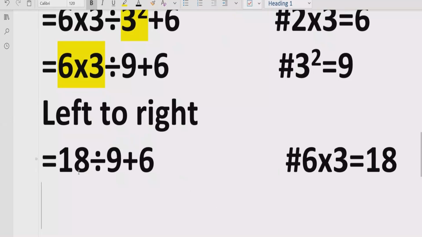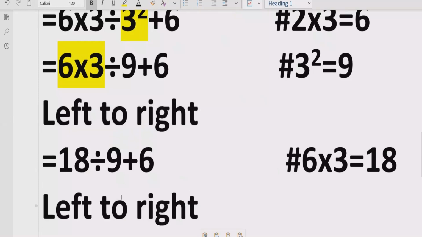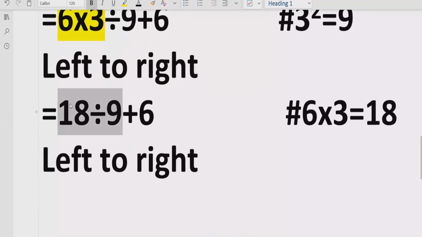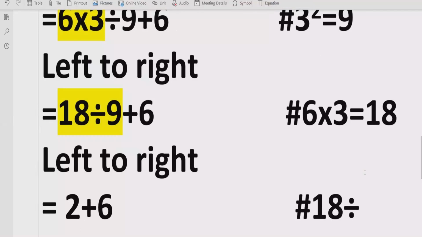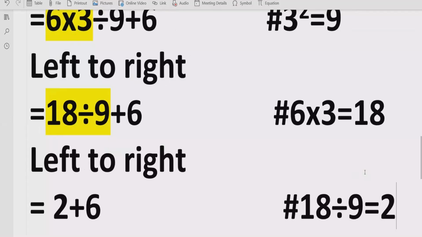Now move forward. We have to go again left to right and find which is coming. So now we have 18 divided by 9. So we will solve this one. 18 divided by 9 is 2, plus 6 we will write here as it is. And here we give the reference: 18 divided by 9 equals 2.